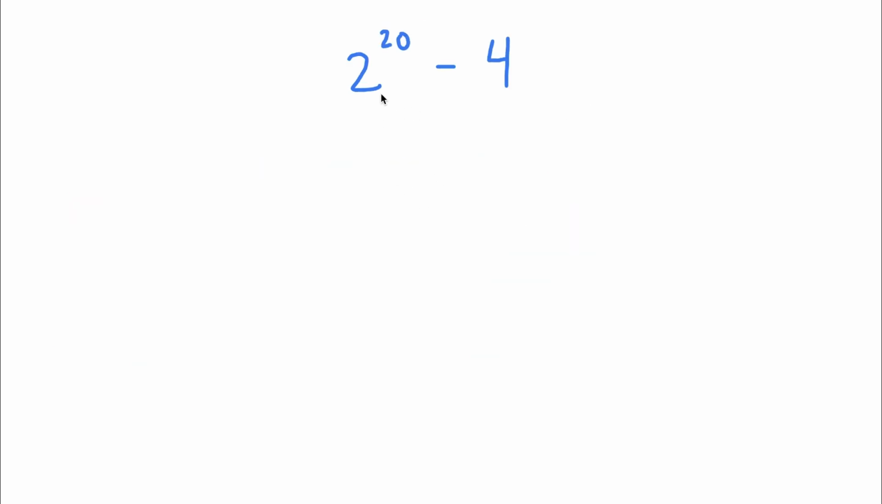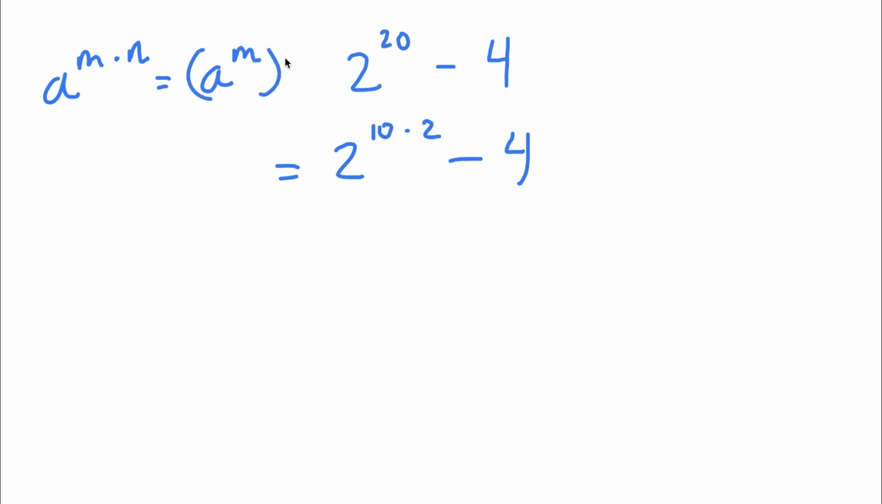Alright, so I have 2 to the power of 20 minus 4. What I'm first going to do is rewrite 2 to the power of 20 as 2 to the power of 10 times 2. So now I have 2 to the power of 10 times 2 minus 4. Now, if I have something in the form a to the power of m times n, this is the same thing as a to the power of m to the power of n. So 2 to the power of 10 times 2 is going to equal 2 to the power of 10 to the power of 2. Now I have this minus 4.